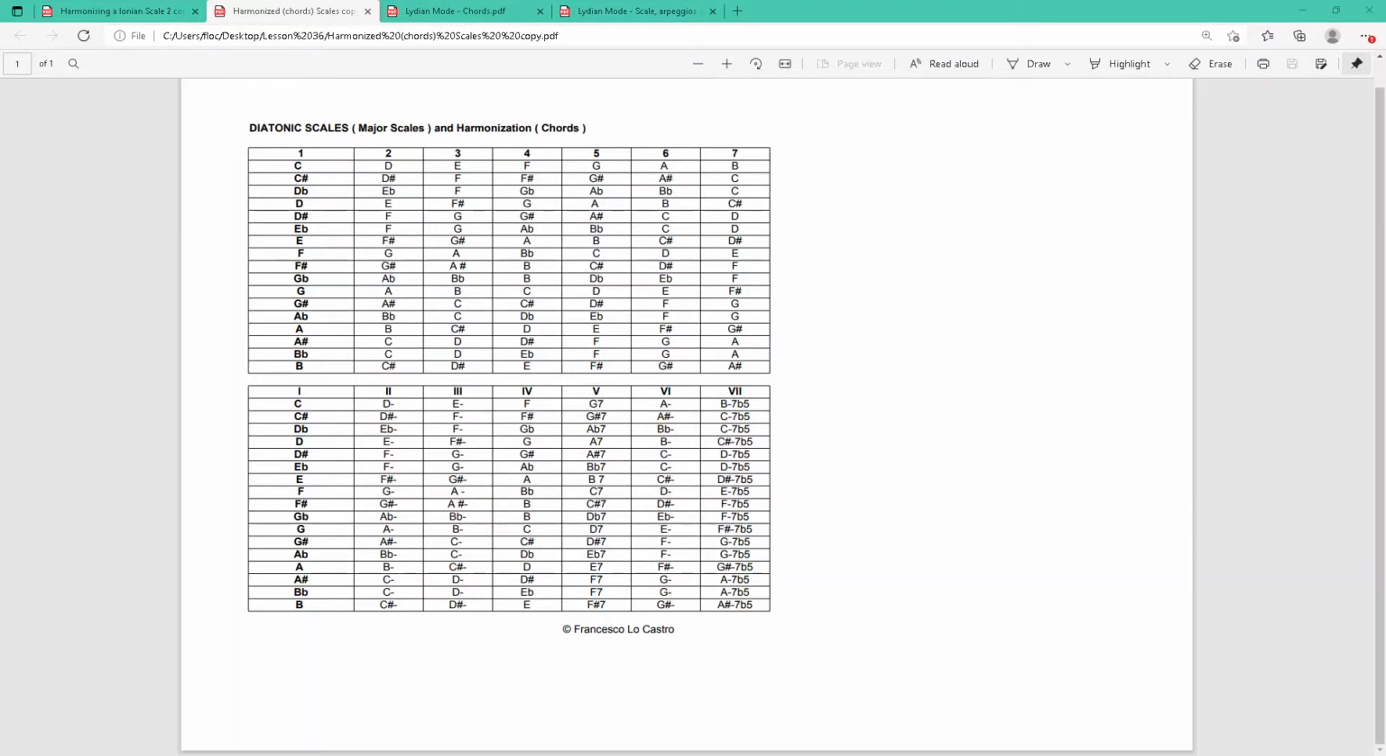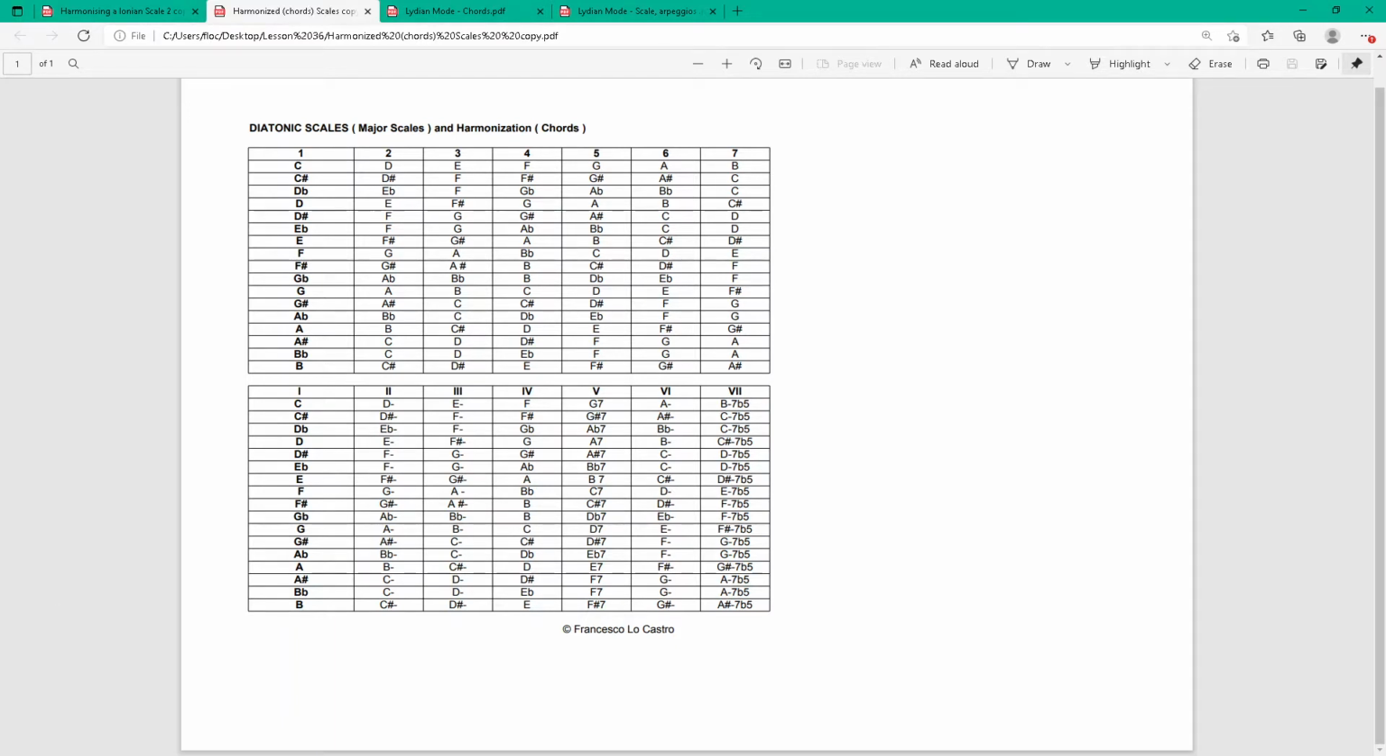Let's look straight away at the chart so we understand immediately what we're talking about here. Here I have my major scales and here I have the harmonization of the major scale, which in other words means deriving chords from scales. So far all the lessons have been in the key of G, so I don't see why not to continue in that path. Here is my G major scale, or G Ionian. Here is the harmonization of it, and as you can see, chord number 4 is C.